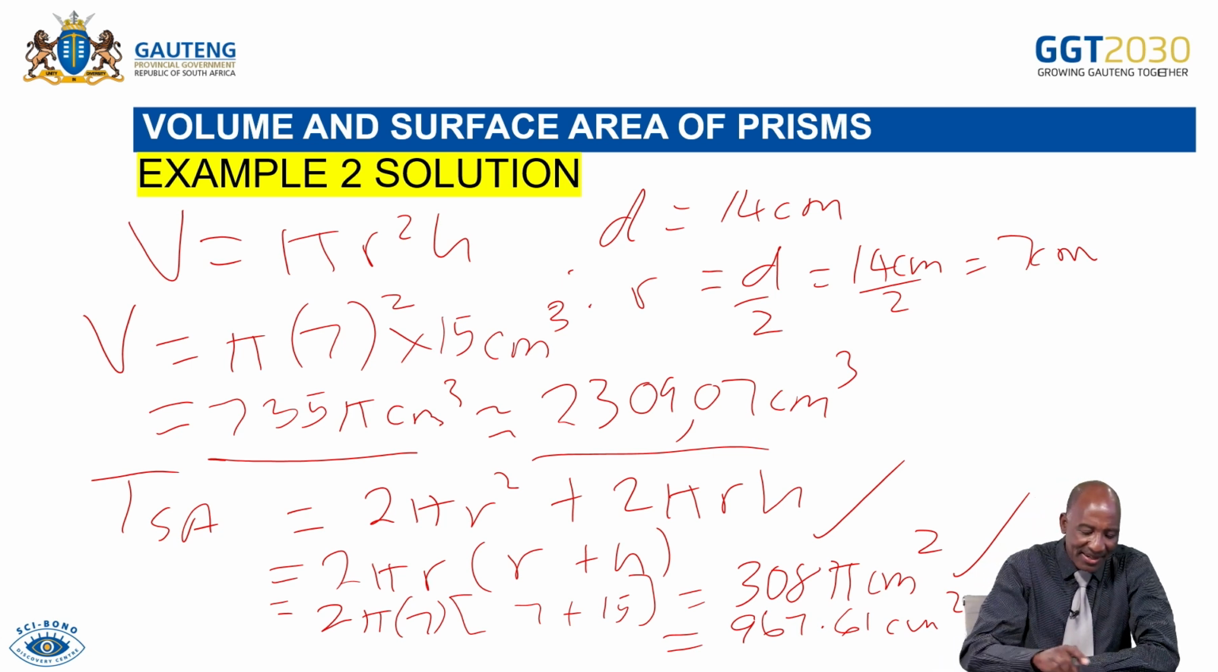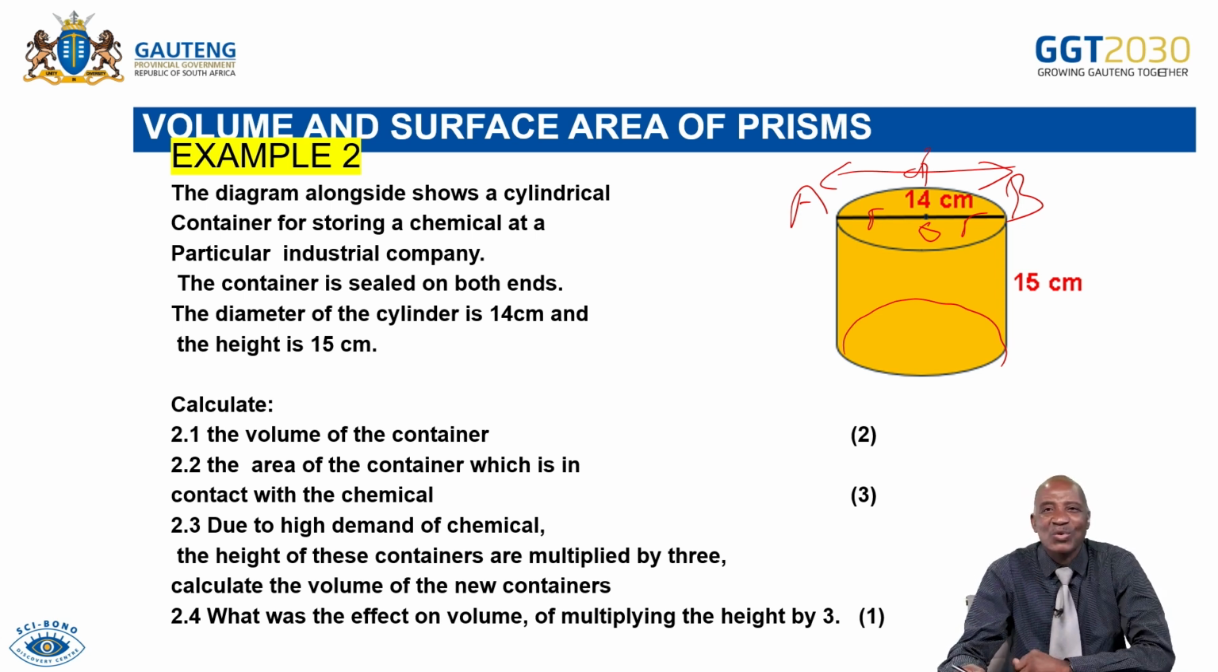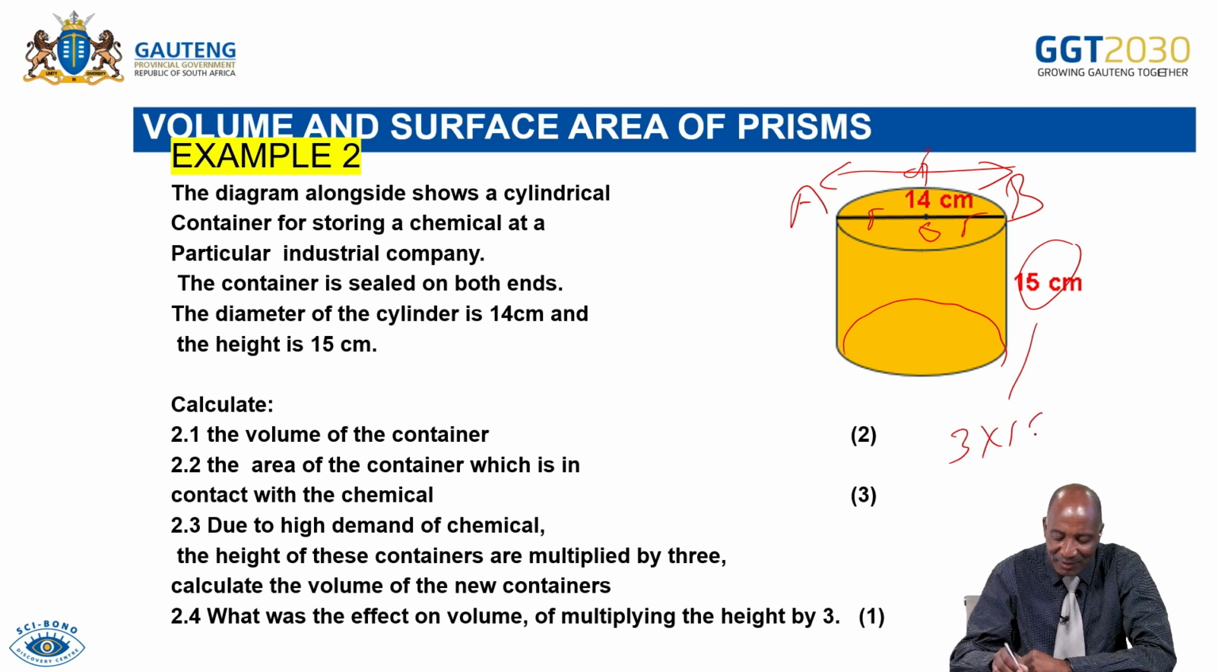Right. Then next, the question said, due to the high demand, the dimension, that is the height, was changed to 3 times bigger. The new height will now be 3 multiplied by 15, which will give us 45 centimeters. That will become your new height.